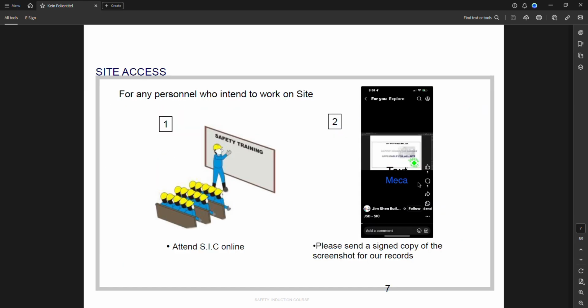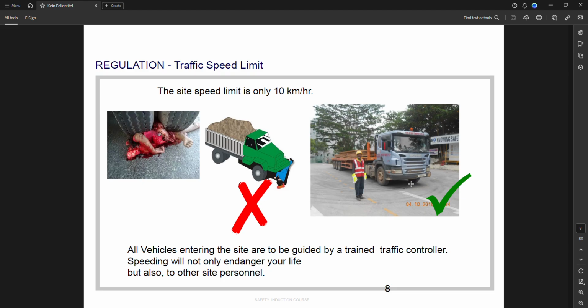Site access. Any personnel who intend to work on site must attend the SIC online, which is this video. After attending the SIC, you are required to print screen and sign to indicate your name here and send it back to us.